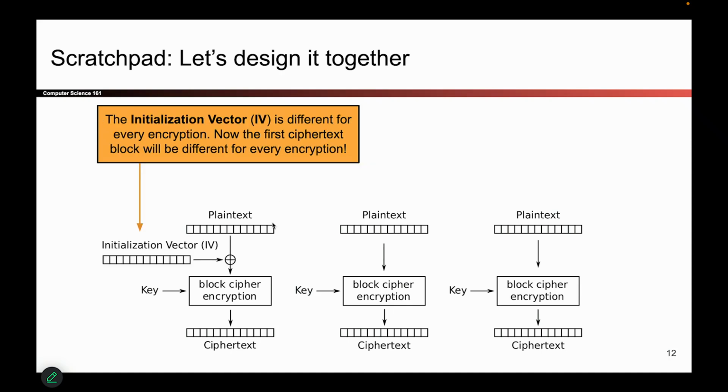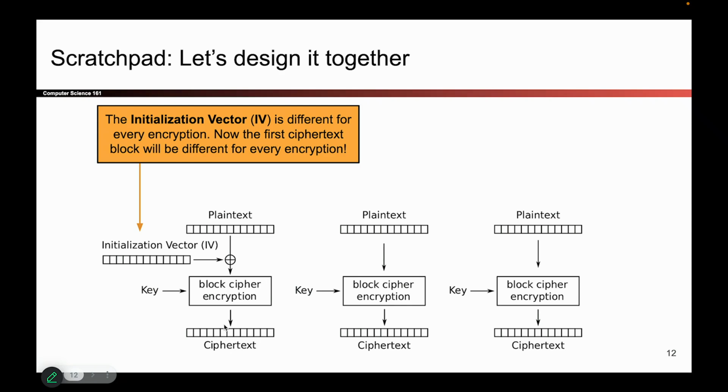So maybe instead of encrypting the plain text by itself, what if I take the plain text and mix it up a little bit using some randomness? Now the input to the block cipher is not just the plain text, but the plain text XORed with some random string. This little symbol is XOR. I will take the plain text, XOR it with the so-called initialization vector, which is some random bit string different for every encryption. Now if I pass this through the encryption block, the ciphertext should look different every single time.